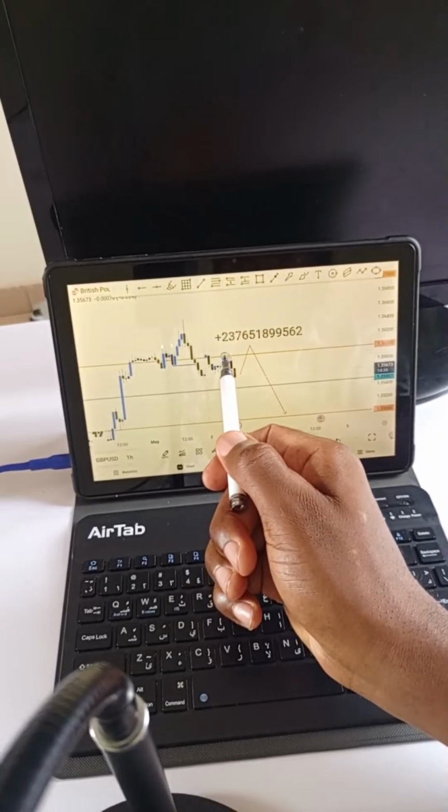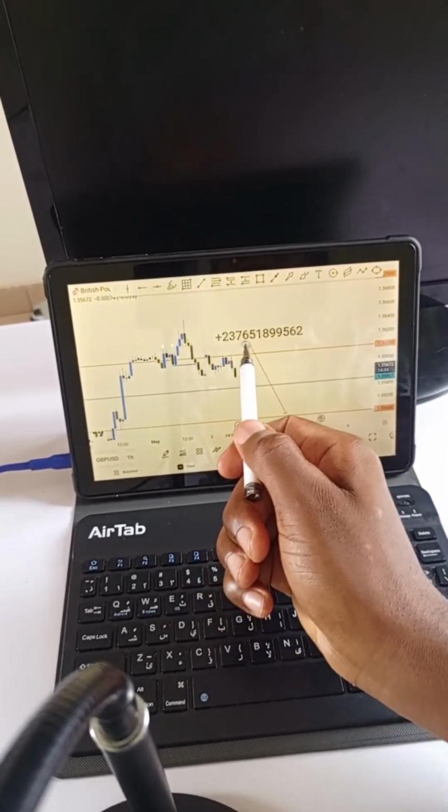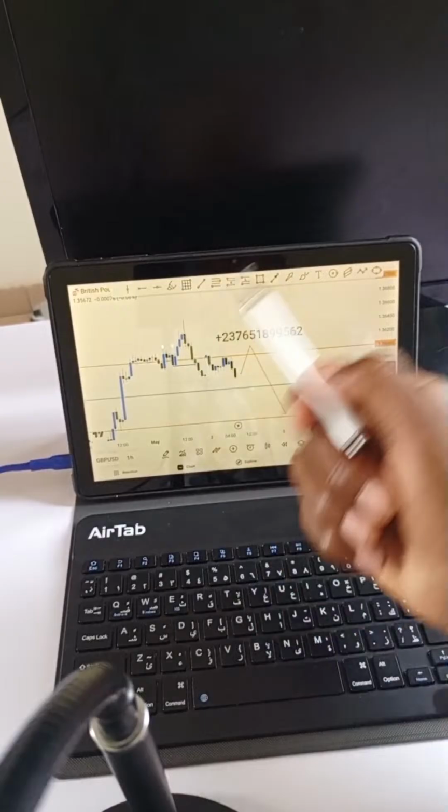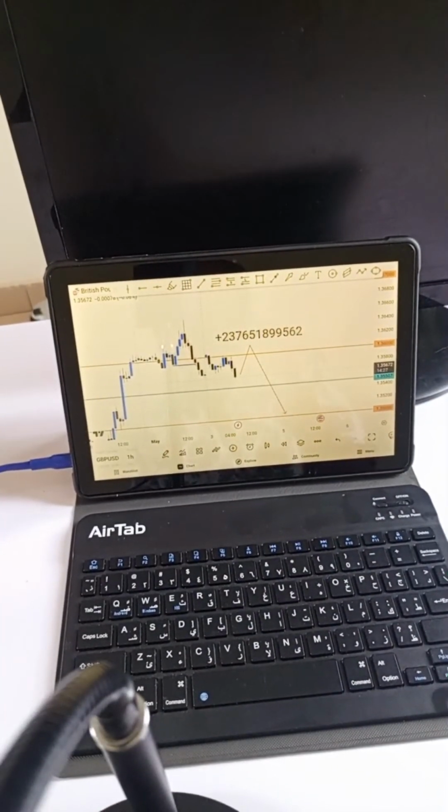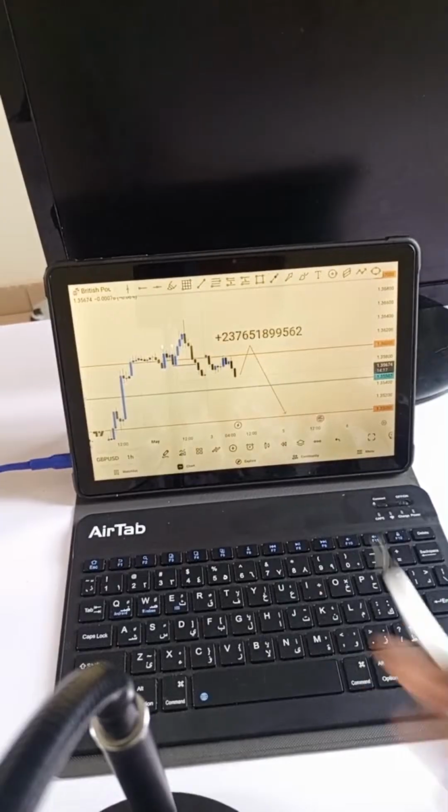Because if you entered here and now price decides to come back to this point, that's just drawdown. You are not losing anything. Okay. So you need to also understand that drawdown is different from a loss. Drawdown is simply unrealized losses. Okay. So it's still on your P&L, unrealized P&L.